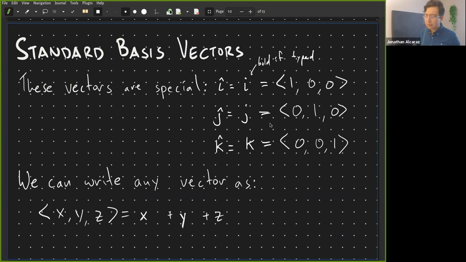Okay. Now, what's so special about these? Well, if we were to draw these in space, what would they look like? Well, I'm gonna use colors here. Basically, what these look like is they represent the three axes.